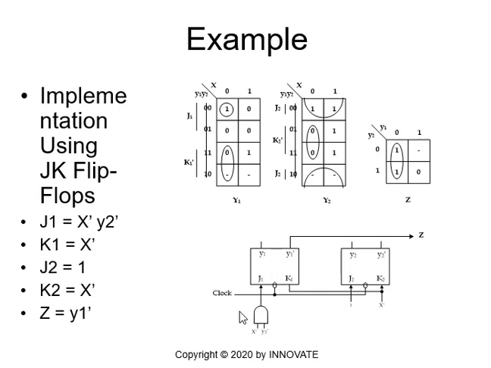And J2 will be either an open circuit, or we take it to +1 or +5 volts, or a logic 1 switch will deliver J2 equal to 1. And Z will be y1 prime, so we will take it from y1 prime. So by doing this, we implemented the full implementation with JK flip-flops.